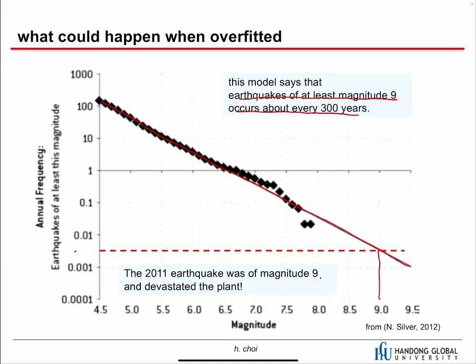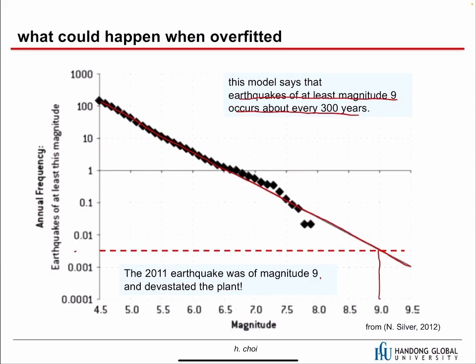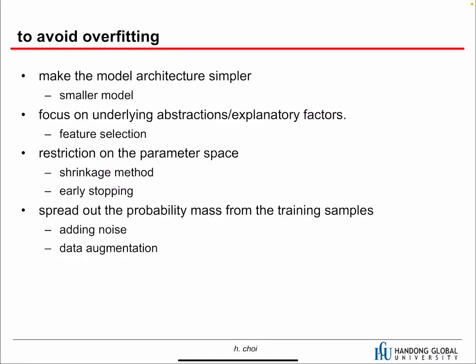Regularization means the model should be smooth enough. If it is overfitting, then the model is too bumpy with too many spikes. If they had applied this regularization to their model, then maybe they could have avoided this kind of disaster. Anyway, that's the difference between this overfitted model and the smooth model. So now we know overfitting would be a big problem. To avoid overfitting, there are a couple of different approaches. First, we can make the model architecture simpler.